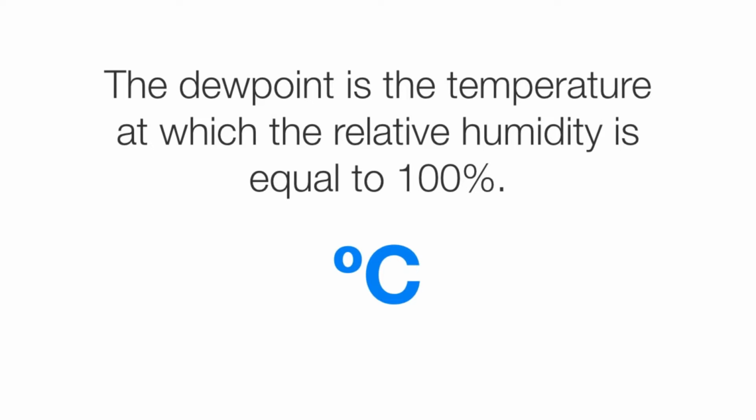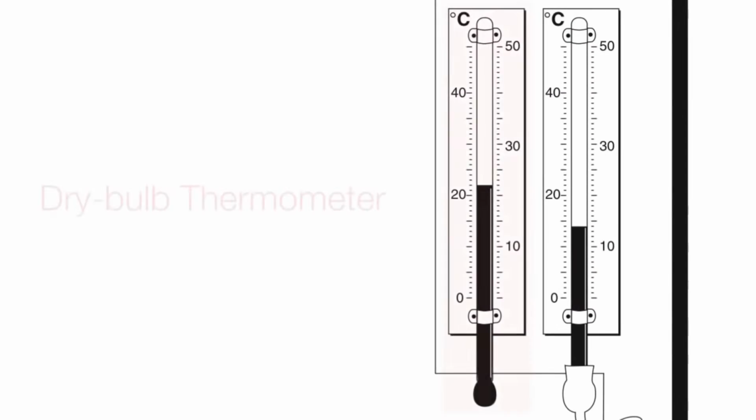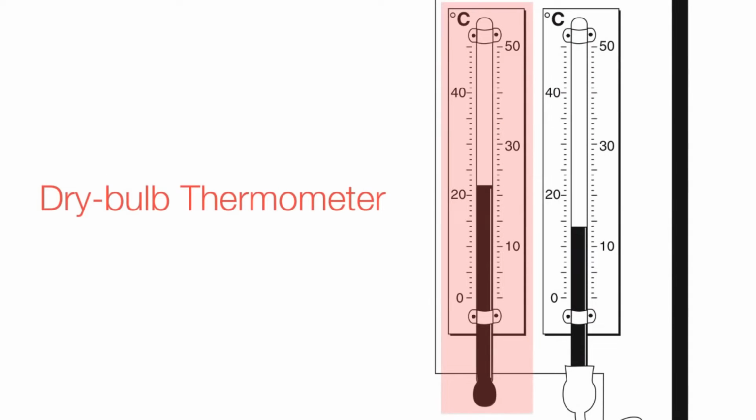But how do we calculate humidity and dew point? Well, we have to use an instrument, which is called a psychrometer. You see one here. Here's what a psychrometer is made of. It's actually quite a simple tool. It's made of two thermometers. One is just a normal run-of-the-mill thermometer. We call it the dry bulb. You'll see why in a second.